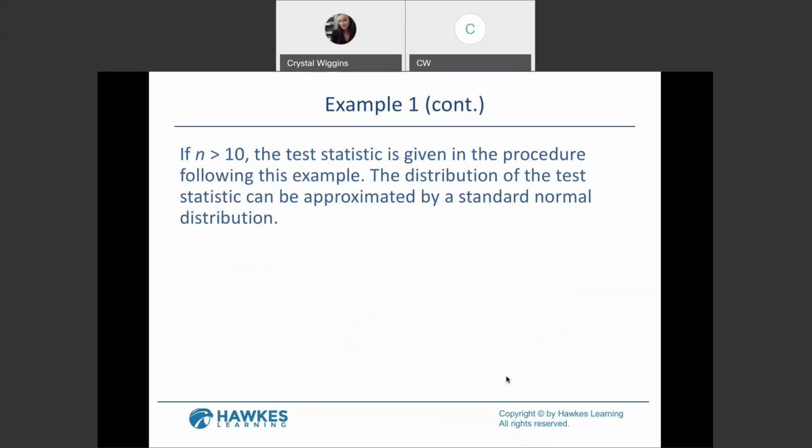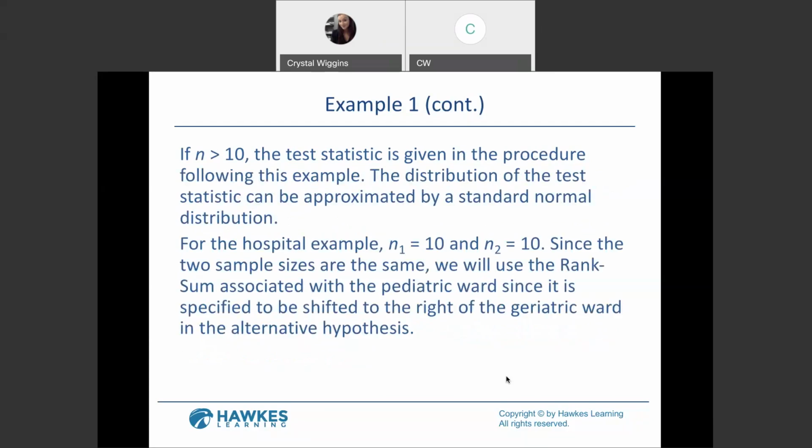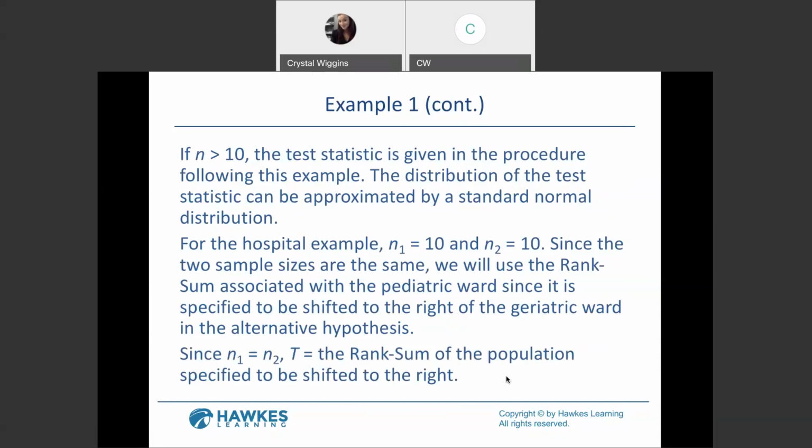If our sample size was bigger than 10, the test statistic is given in the procedure following this example. The distribution of the test statistic can be approximated by a standard normal distribution, the z-curve. For the hospital example, our sample size for the pediatrics is 10, and the sample size for the geriatrics is 10. Since the two sample sizes are the same, we will use the rank sum associated with the pediatric ward since it is specified in the alternative hypothesis to be shifted to the right of the geriatric ward. So, since the two sample sizes are equal, the test statistic is equal to the rank sum of the population shifted to the right, which is the pediatric, 110.